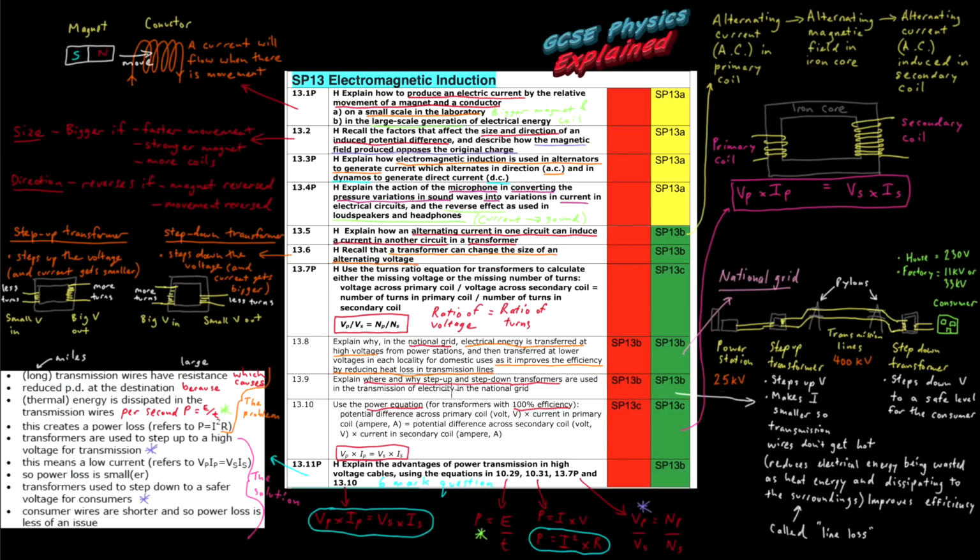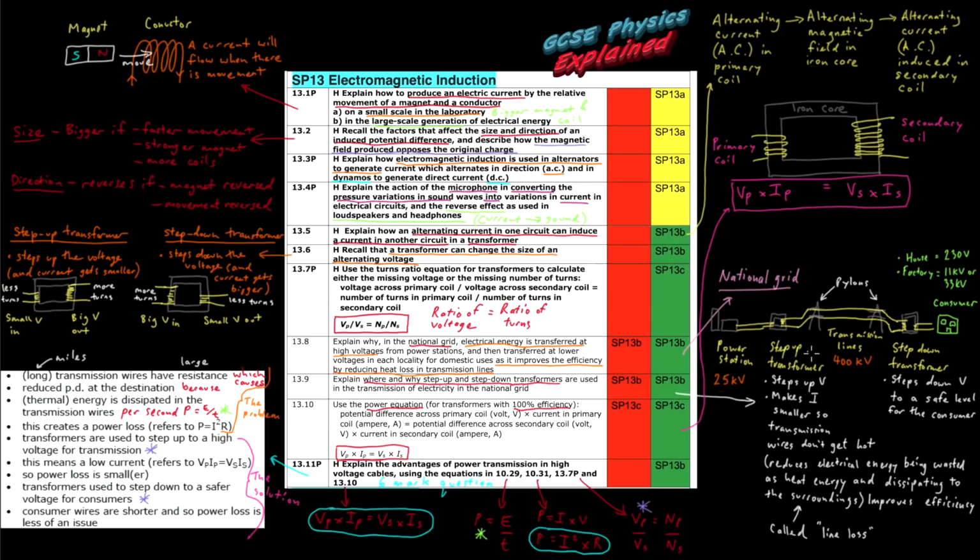Explain where and why step-up and step-down transformers are used in the transmission for electricity in the national grid. So if we look at the national grid again, at first, next to the power station, we've got a step-up transformer. So as I've just said, it goes from 25,000 volts up to 400,000 volts. Now you can't put 400,000 volts into someone's house. So if you step up the voltage at the start, you've got to remember to step the voltage back down at the end by using a step-down transformer.